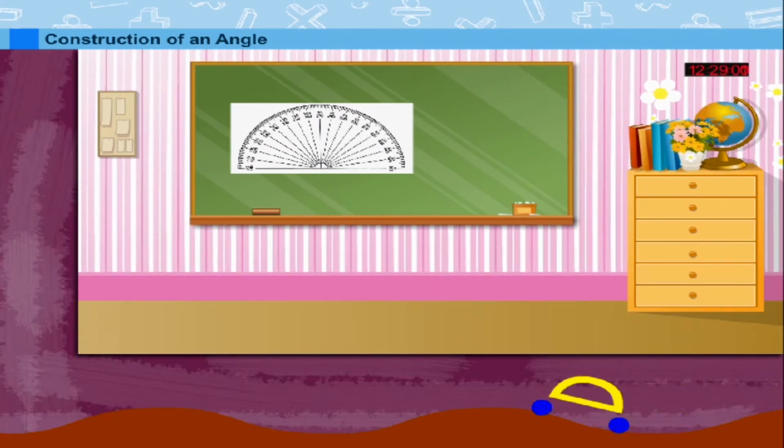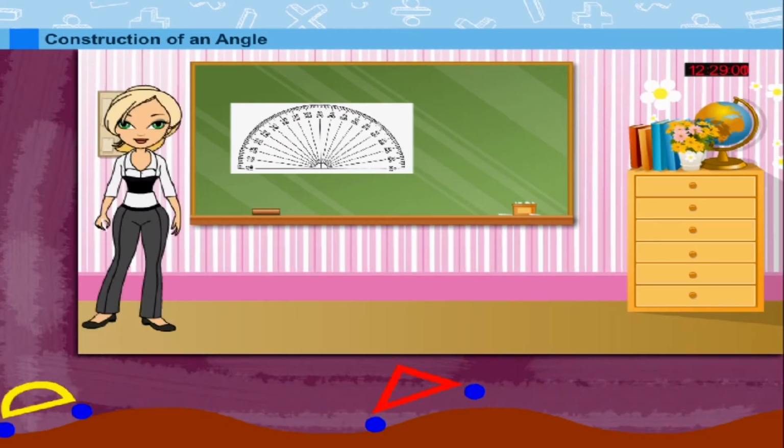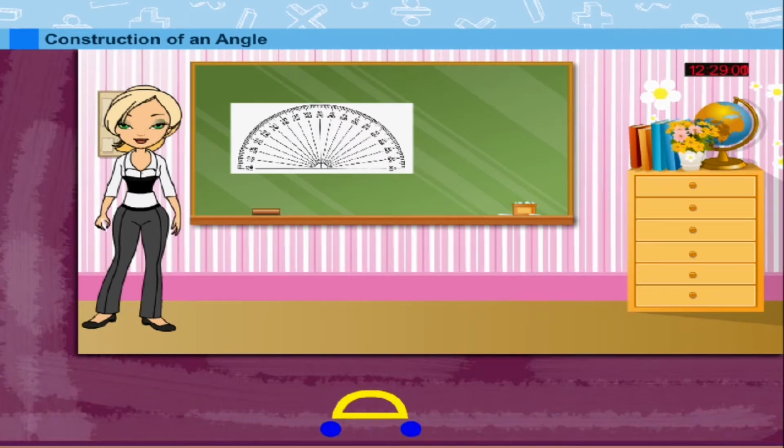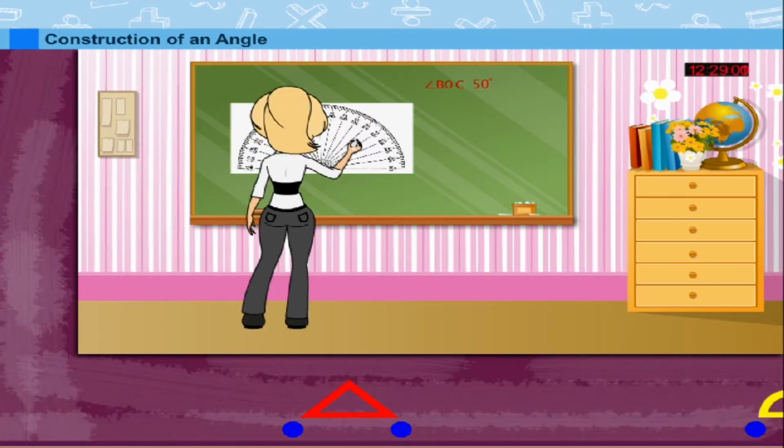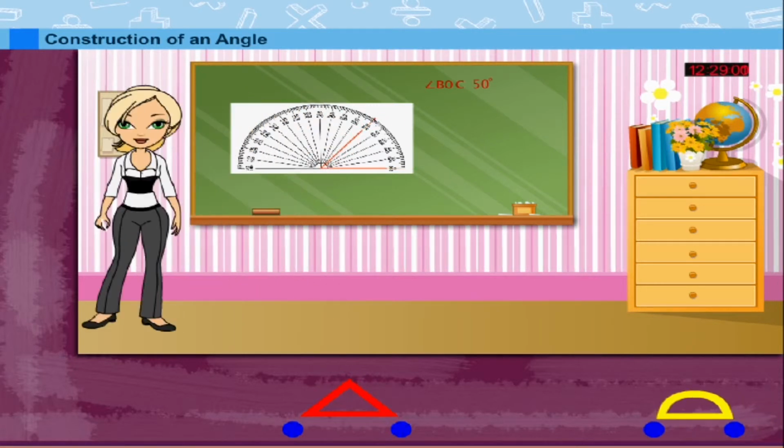Construction of an angle. Teacher Rosie has a protractor on the board. She shows how to make an angle BOC equals 50 degrees. Rosie ma'am shows the measurement by the protractor on the board and makes the angle of 50 degrees.